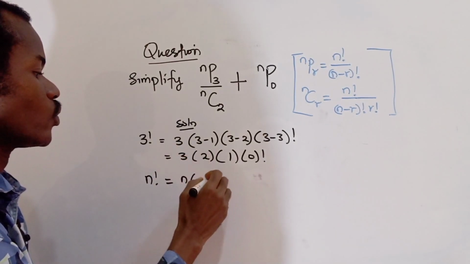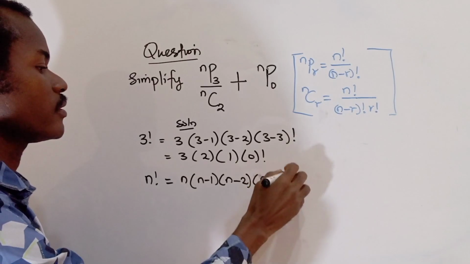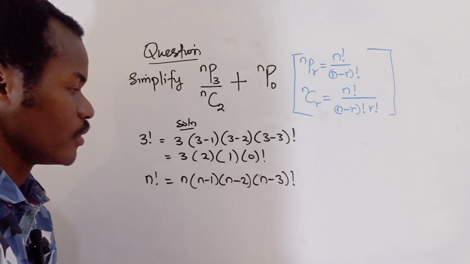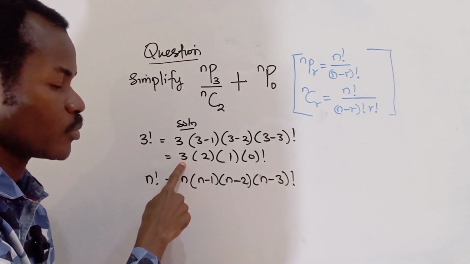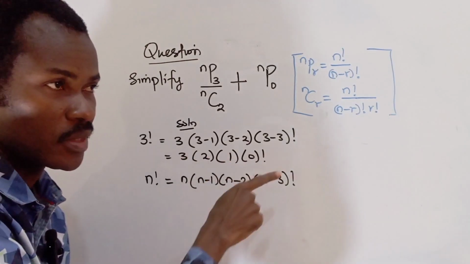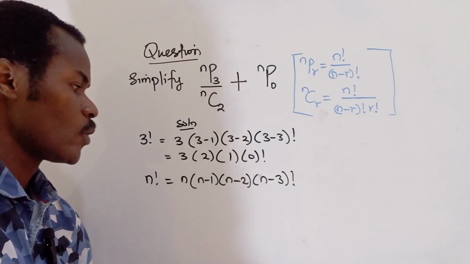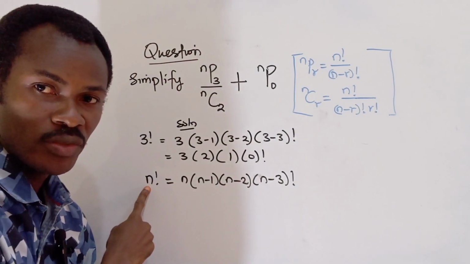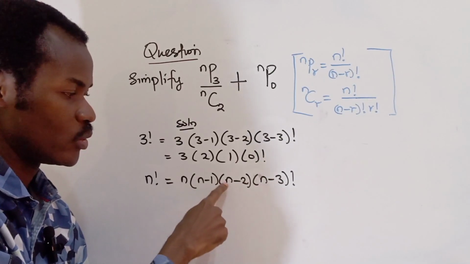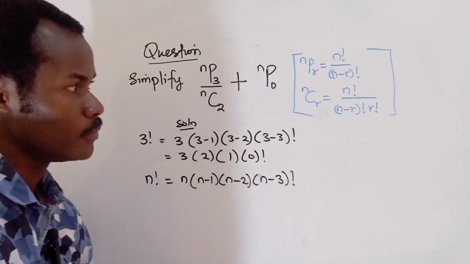Alright, so if I also say n factorial, it means we are going to start with n, then n minus 1, n minus 2, n minus 3 factorial, just like we have our 3 factorial. So when we say 3 factorial, you're multiplying 3 by 2 by 1, it descends along the numbers. That applies to n factorial: we start with n, multiply by n minus 1, multiply by n minus 2, multiply by n minus 3, and so on and so forth.